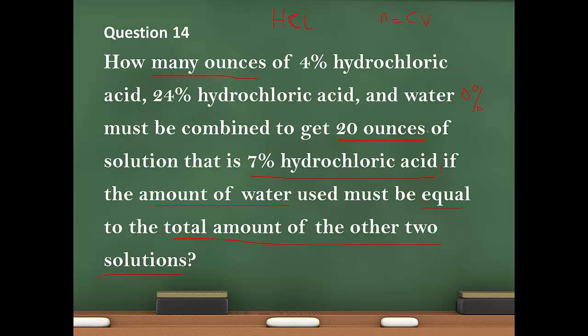Now, if water had a percent, assuming it was 35% HCl, we would also add it, and it would then be 35Z. But water is 0% HCl. That's why.